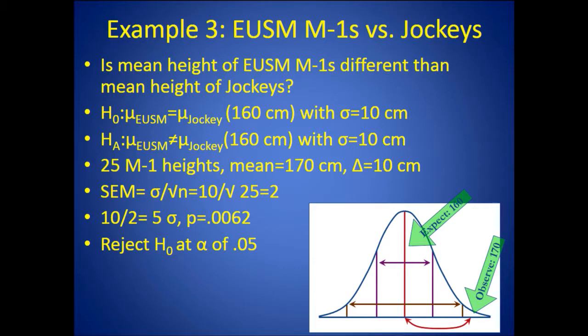Again, we have to use the standard error of the mean here. In other words, what we observed and what we expected is different, so we have to figure out how many standard deviations away our observation is from our expectation. Because we're dealing with population means here, we have to use the standard error of the mean. So it turns out we're 5 standard errors of the mean away from what we expected. That's a lot. So our p-value there is going to be 0.0062, so we'll reject the null hypothesis at an alpha of 0.05.